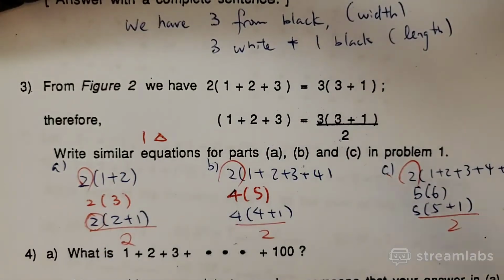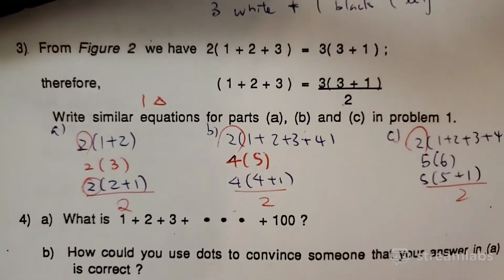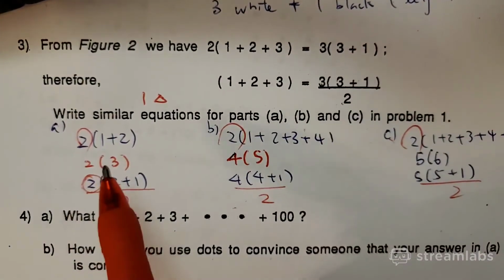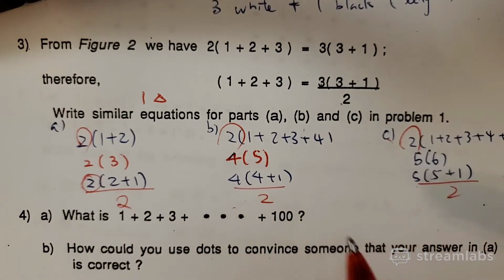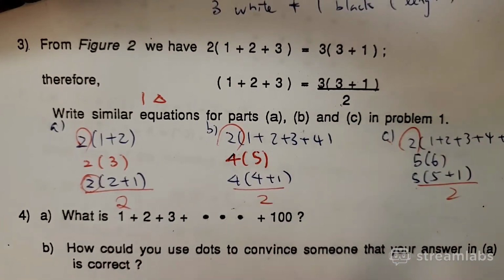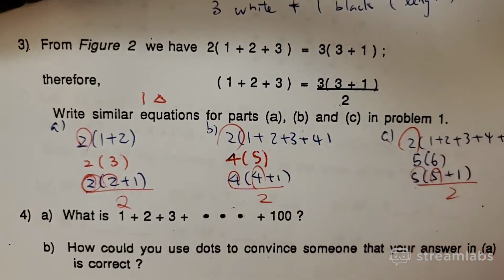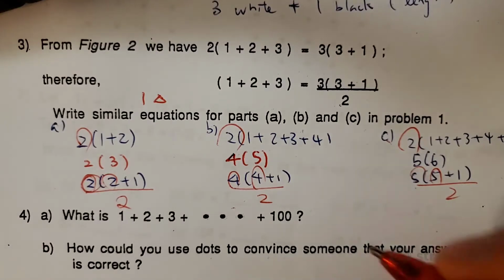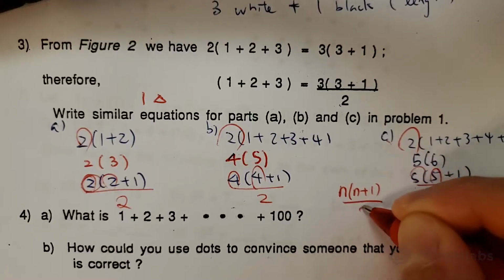So, what do they all have in common? Don't they have 2, 2 plus 1, 4, 4 plus 1, 5, 5 plus 1. What is changing? This 2 is changing, right? 4 is changing, 5 is changing. So that number is changing. How is it changing? It's n times n plus 1 over 2.